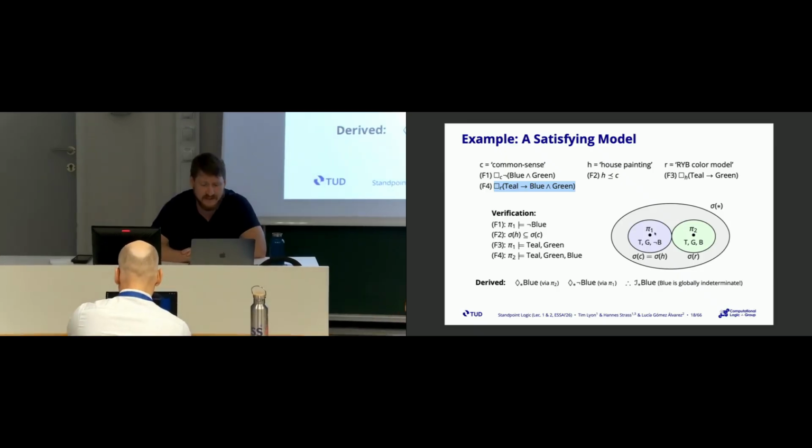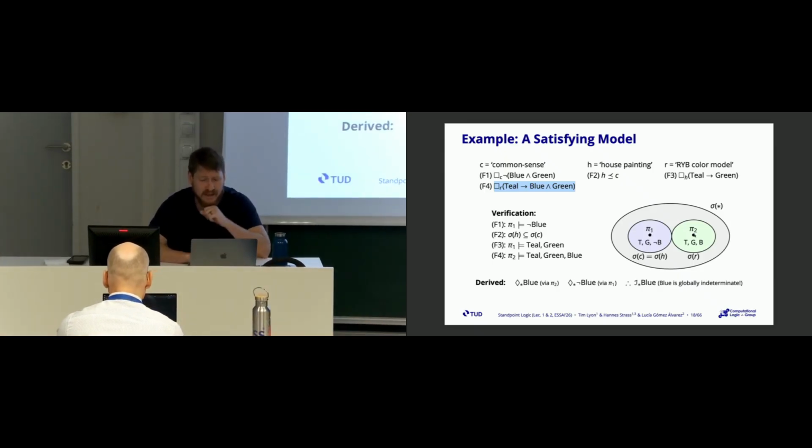We have two precisifications, pi1 and pi2. At pi1, we make teal true, green true, and blue false. So essentially, from this standpoint, some object is teal, green, and not blue. And at pi2, we have that teal is true, green is true, and blue is true. We interpret the standpoint R as just the set containing pi2, and we interpret the common sense and the house painting standpoints to just be the set containing pi1. And then, as is always the case, the universal standpoint includes all precisifications in the model.